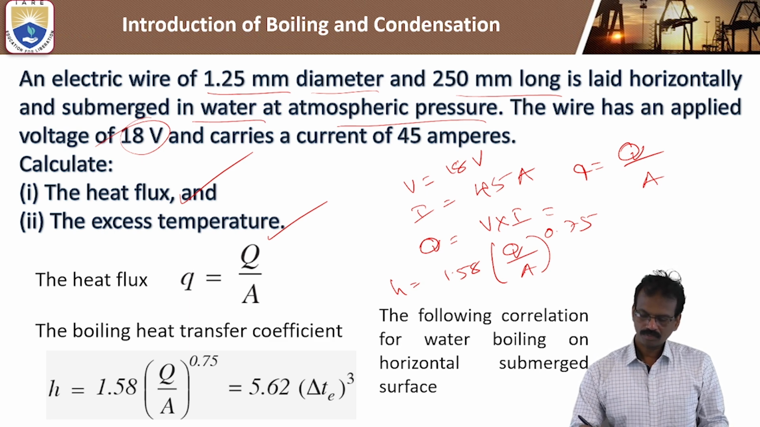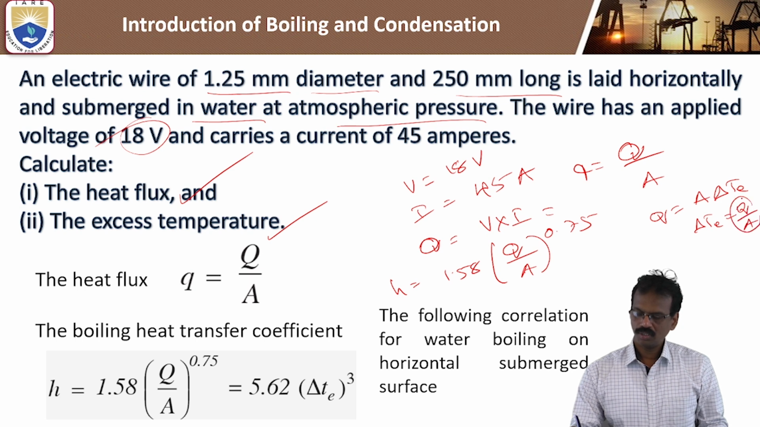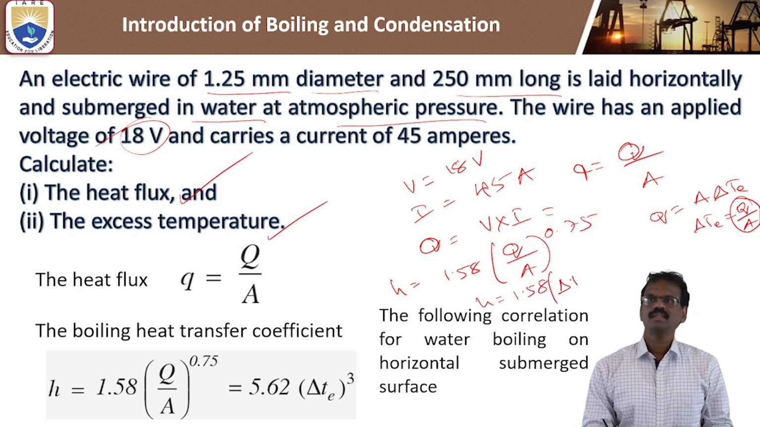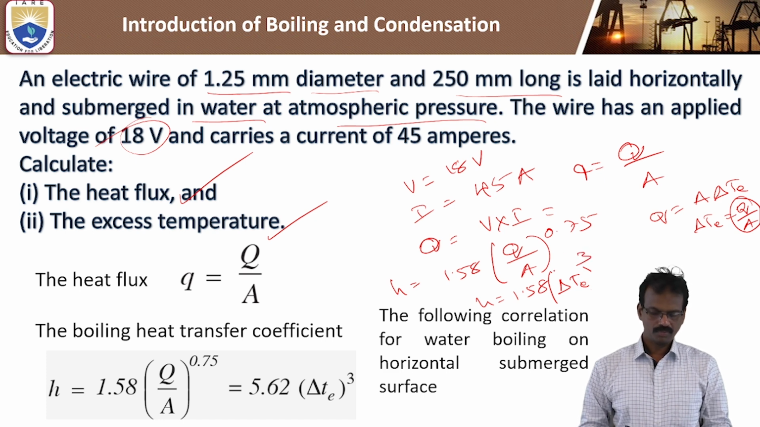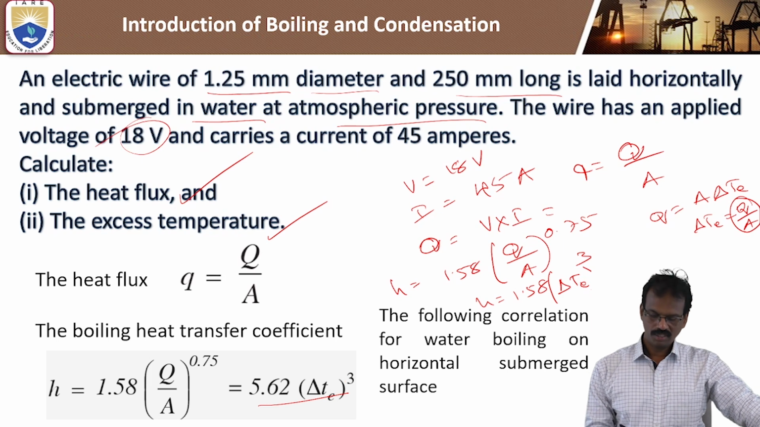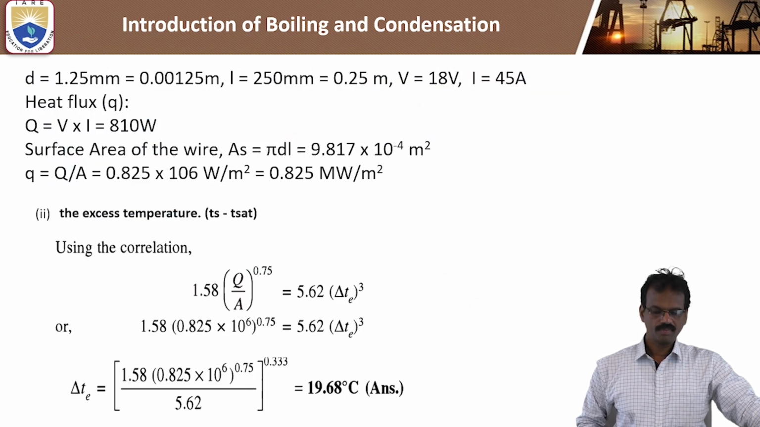You know this one. So Q is equal to area into delta T. Then delta T is equal to Q by A. So in place of Q by A, you can write the delta T. So h is equal to 1.58 into delta T_e whole to the power of 3. Okay. So this is the formula. By using this formula, you can find out the delta T. So heat transfer coefficient also you can take from the data book. Okay.